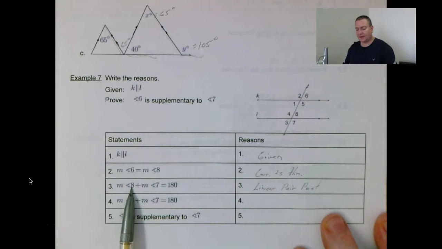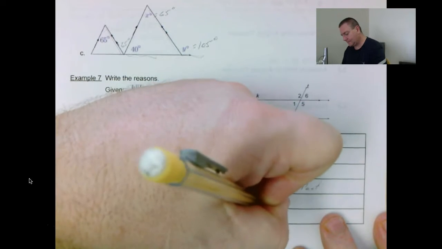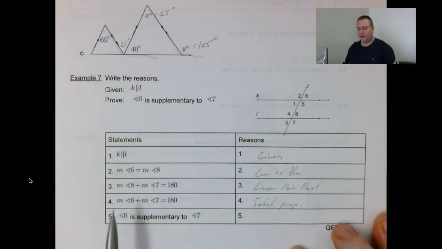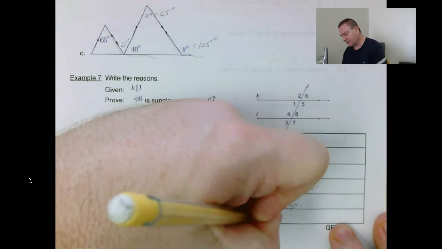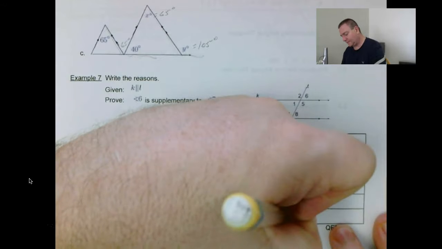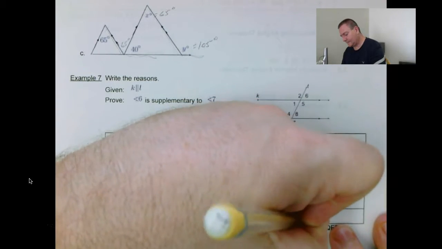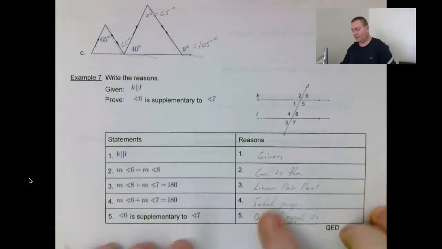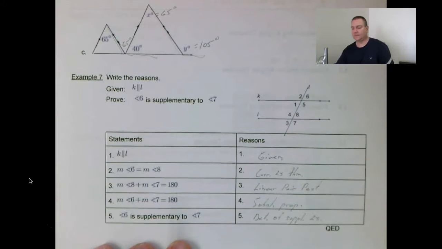Statement 4, instead of writing angle 8, we're going to replace it with angle 6 because angle 6 and angle 8 have the same measure. Substitution property. And because the measure of angle 6 plus the measure of angle 7 equals 180, then 6 is supplementary to 7. Definition of supplementary angles. QED, quod erat demonstrandum. That which I wanted to demonstrate has been demonstrated.